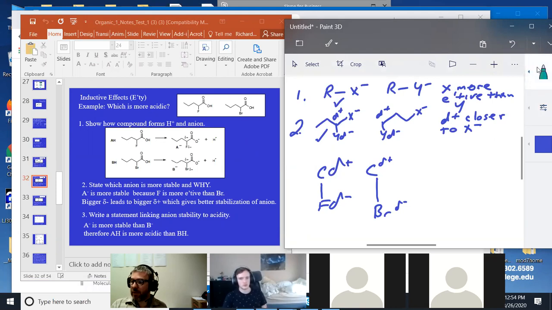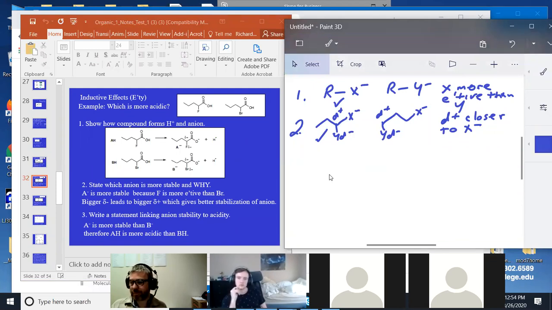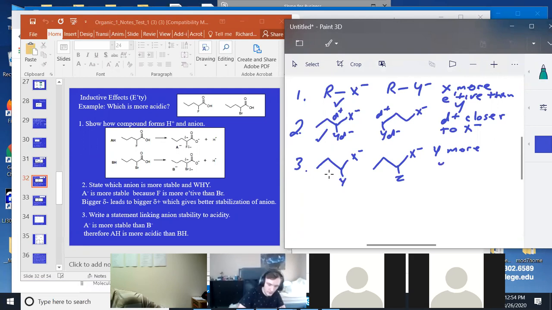All right, let's take a look at that. That's going to be scenario 3. And in scenario 3, again, we have the negative charge on the same atom. And you can see here that we've got, again, X minus, but we'll have a different Z here. So if Y is more electronegative than Z, that would mean that, again, this is the more stable of those two anions. Any questions?